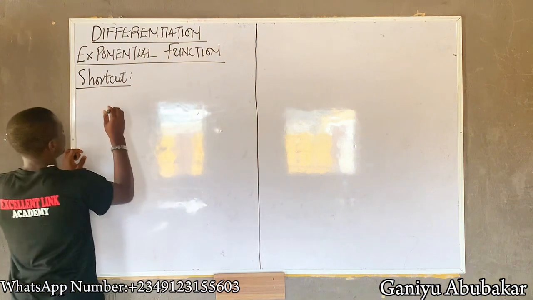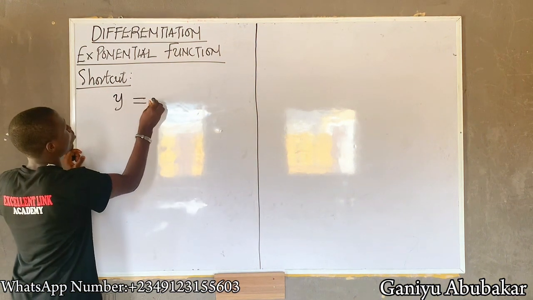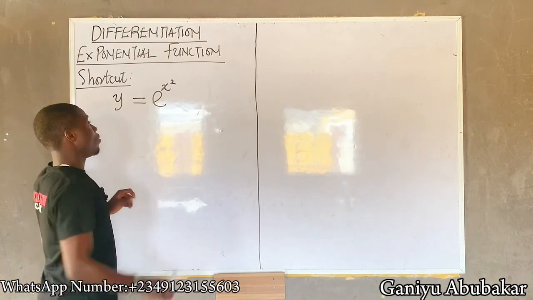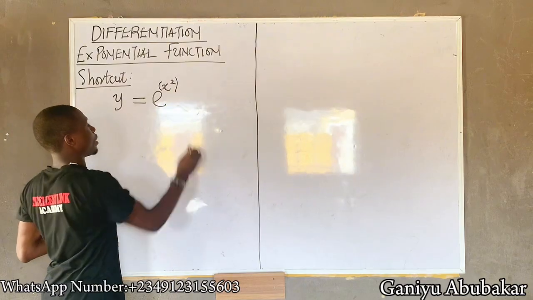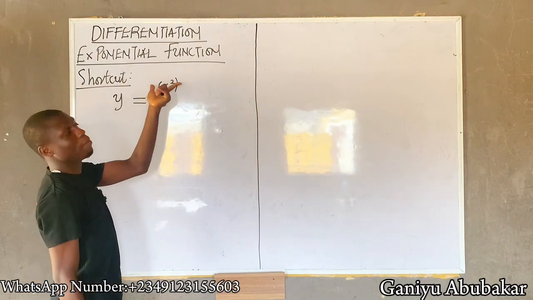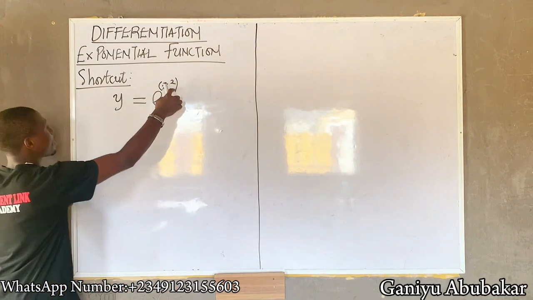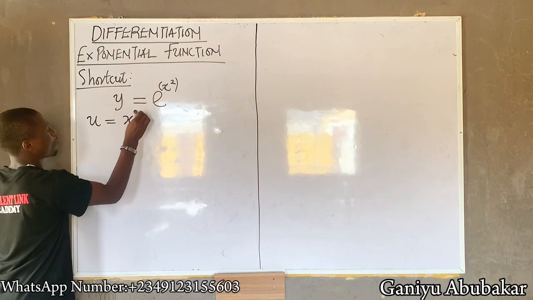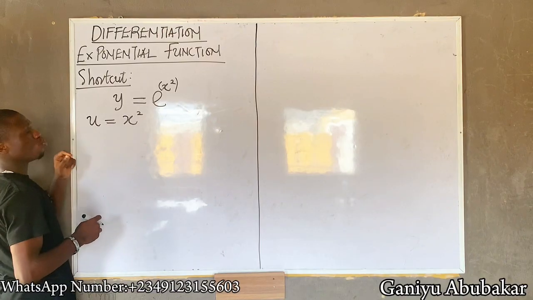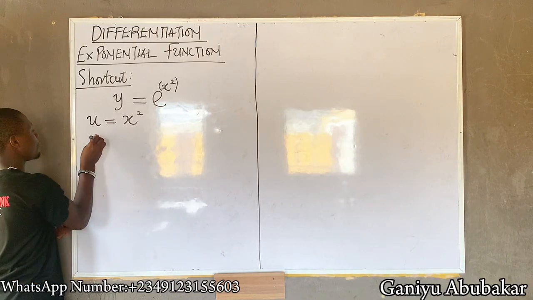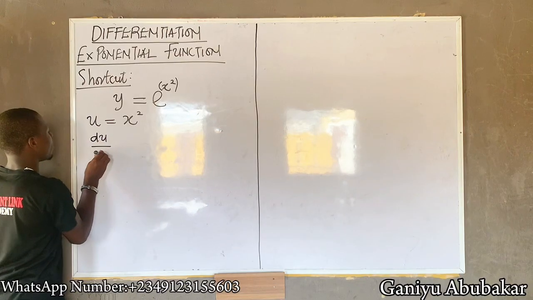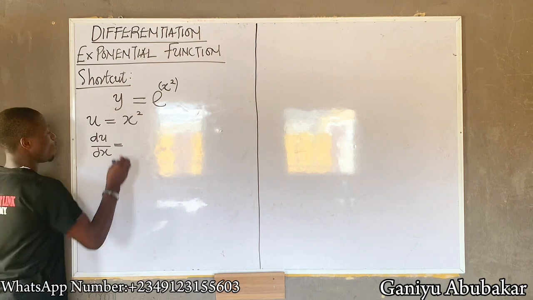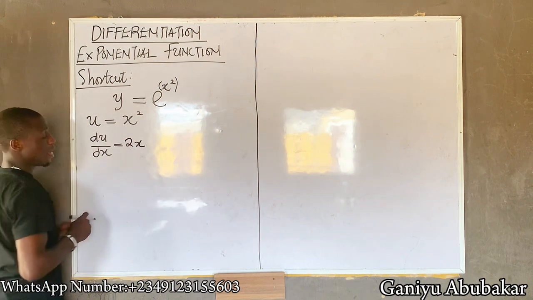Let's say I have y is equal to exponential x squared, for instance. Let me put this in a bracket. Your first task is to call the term in brackets u. So I'm saying that u is equal to x squared. Differentiate u with respect to x. I'll have du over dx equal to the derivative of x squared, which of course is 2x.